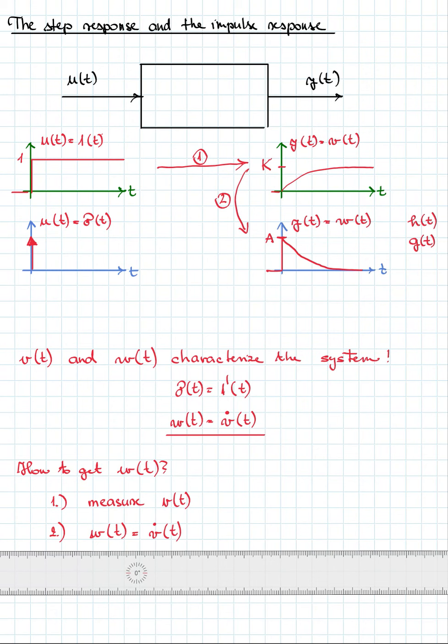Of course, delta t can be approximated, but if we approximate the delta t, we get an approximated w of t. In many cases, it's not the clever way. A better way, if it is possible, is to use 1 of t to get the step response and then the impulse response from that. So in the next video, I am going to present you a technique. It is called the convolution, which shows why w of t is so important for us.